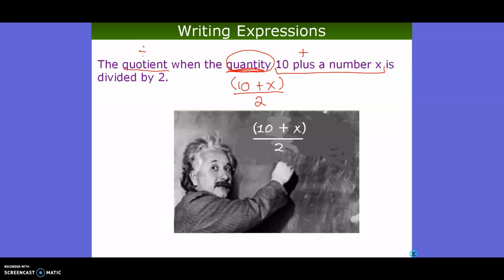Very important. When we're translating, we're really writing down word for word. We're not trying to simplify the expression as we go. We want to write what is seen in the word problem. So in this case, even though it's redundant, we do need the parentheses because of that word quantity.